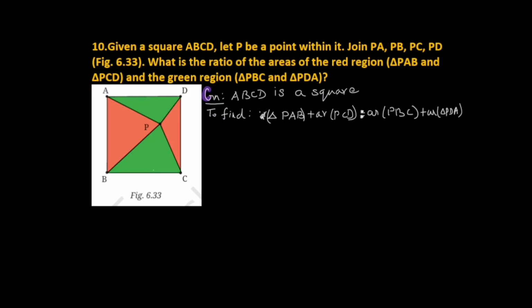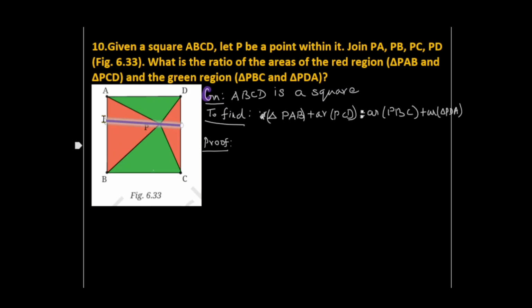Find the ratio of the area of the green region to the area of the red region. For proving this, draw a line through a point P which is parallel to BC. Now we are going to draw a line through point P. Consider this is the line through point P and this is parallel to the side BC.